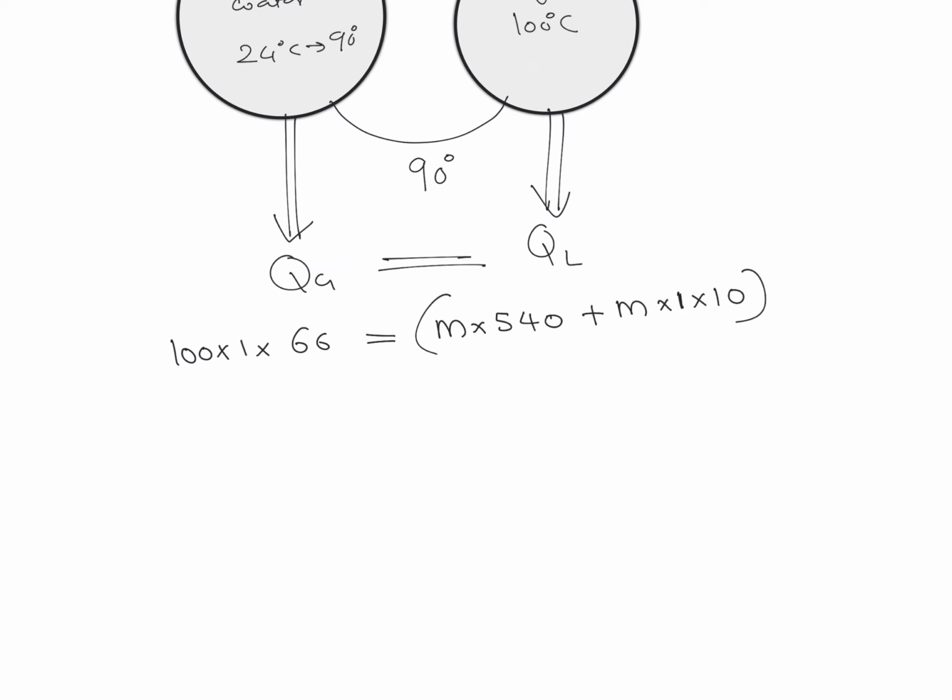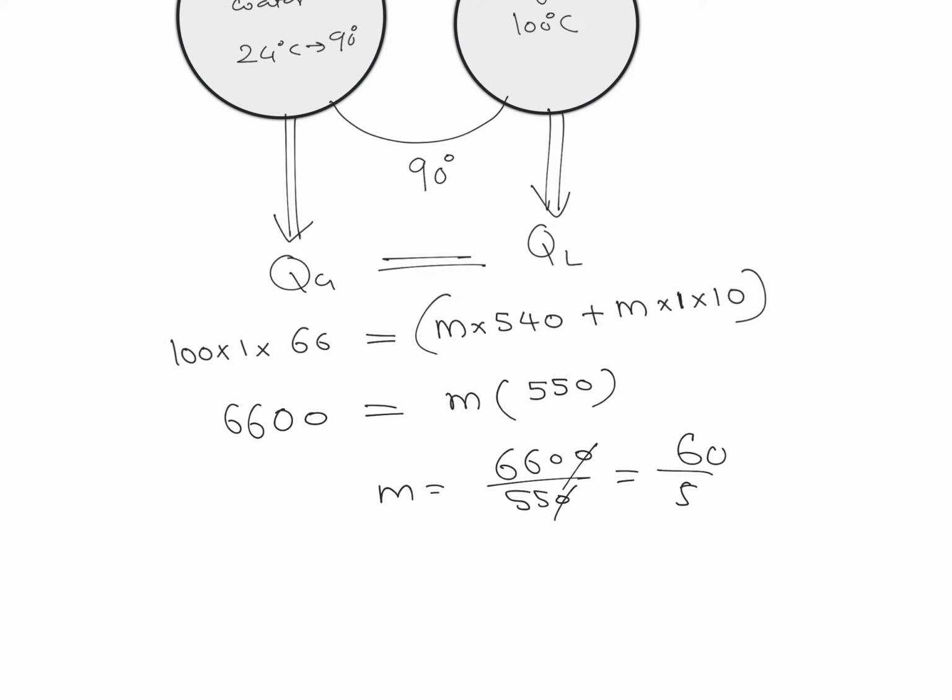So we can find out the value of this m over here. So you can write 66 into 100 is equal to, over here if I am taking this m as common, so you can write this as 550. So you can write the value of m will be equal to 6600 divided by 550. So you can cancel this and this, and if you are dividing by 11, we'll get 60 divided by 5. So we can write this as 60 by 5, which is equal to 12.